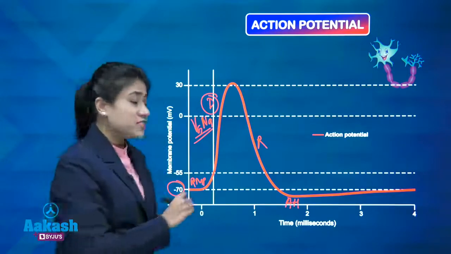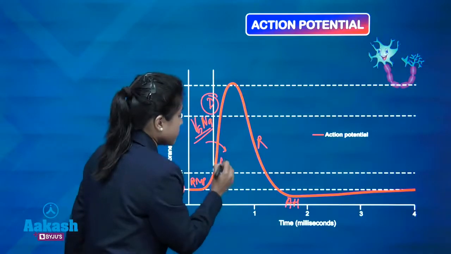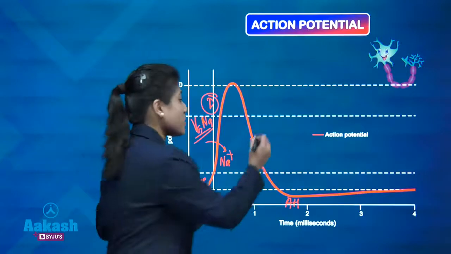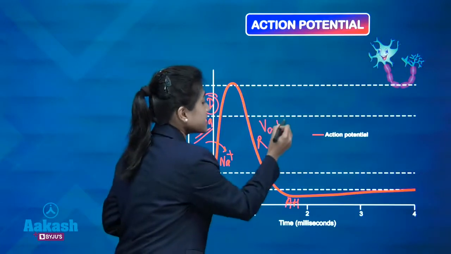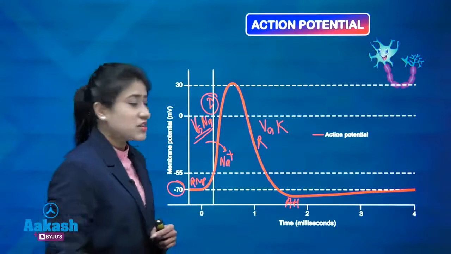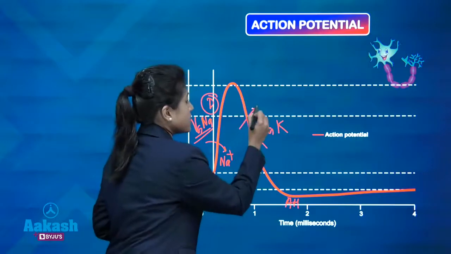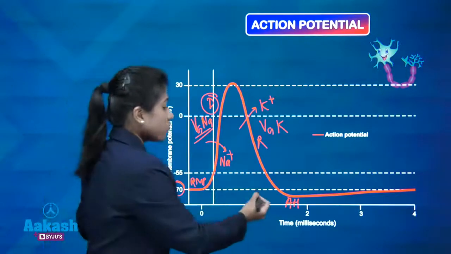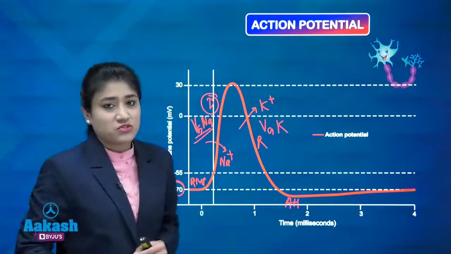Due to opening of this channel, we are getting influx of sodium, and this repolarization is due to opening of voltage gated potassium channels, which are doing efflux of potassium, causing repolarization. And what about this after hyperpolarization?